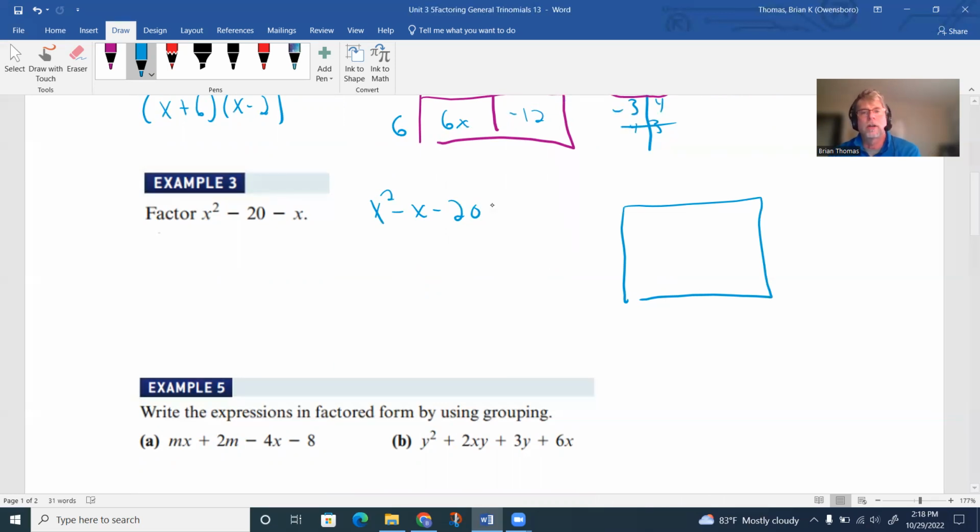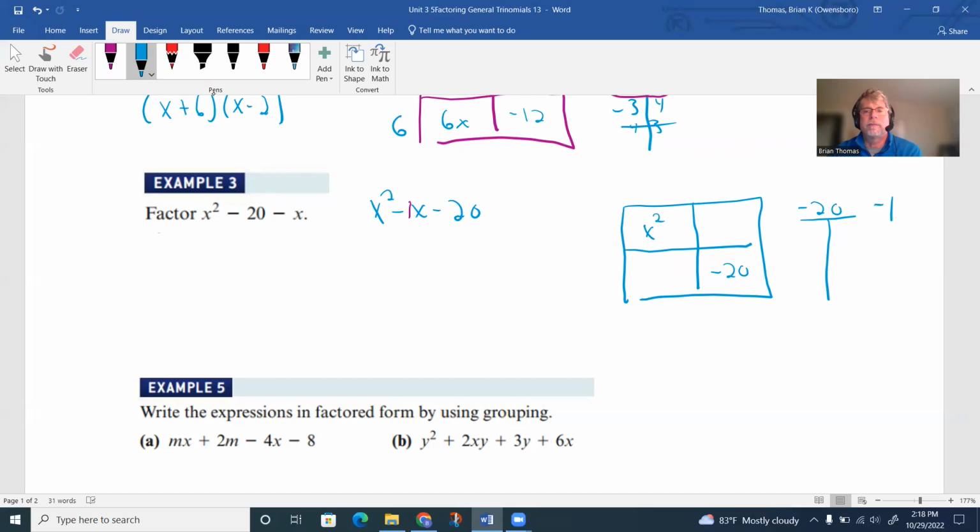It doesn't work. So using the box method as a strategy, the quadratic term goes in the top left. The constant is the negative 20, and it goes in the bottom right. And also, we have to figure out what are the factors of this negative 20, using the big T, that are going to add up to give me the coefficient of the linear term. Now remember that coefficient was actually a negative 1. So really what we're looking for is this negative 1.